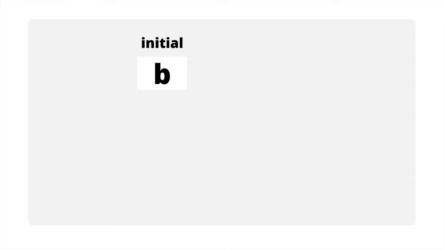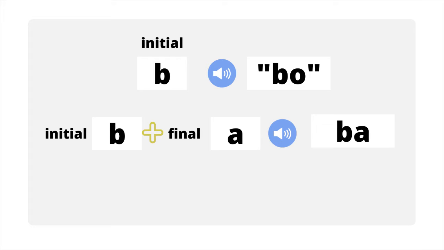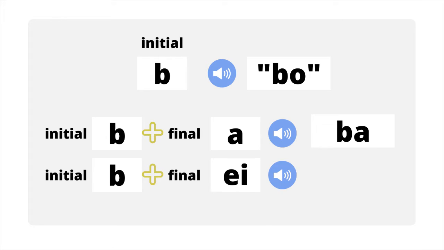Initial will join with final to produce a combined sound. For example, this initial, letter B. When it stands alone, it is pronounced as bo. Initial bo joins with final a, becomes ba. Initial bo joins with final ei, becomes bei.